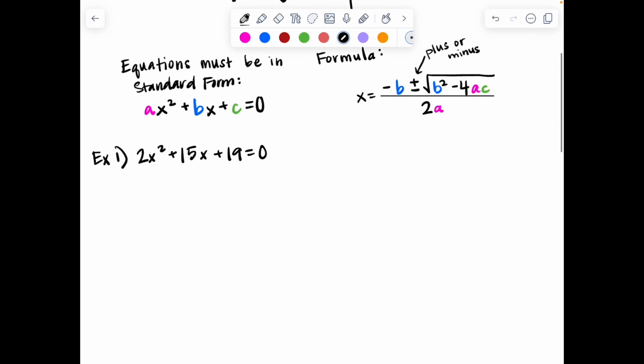So here we have our first example. Make sure you know what numbers are a, b, and c. And we're going to start by putting the discriminant in the calculator. So just this portion.